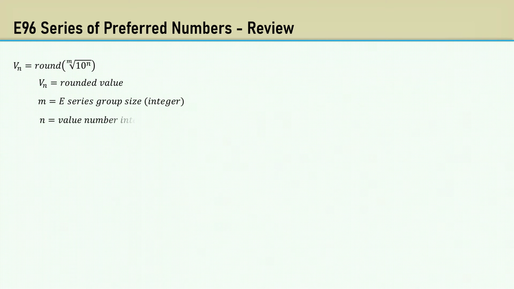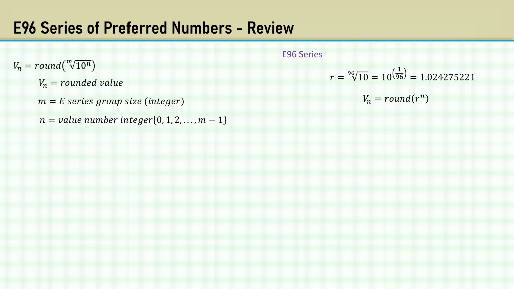Let's do a quick review of the math associated with the E96 values. Each value in the series is a rounded version of the nth root of 10, where Vn is the rounded value, m is the E-series group size, and n is the specific integer value in the series. For the E96 series, the common ratio of the geometric progression is the 96th root of 10, or 1.024. The series value is that common ratio raised to the nth power, rounded to two trailing digits.